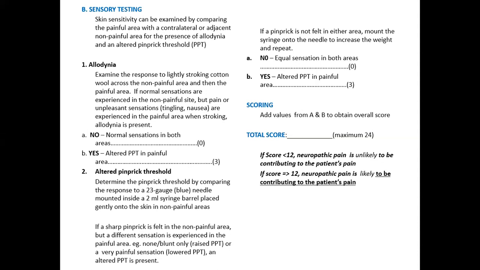So if there's normal sensation in both areas that you are examining, then you score that at 0. But if the patient feels tingling or nausea when you do this, usually we use cotton wool, then that tells you that the sensation is altered, and therefore there is what we call a changed pinprick threshold.